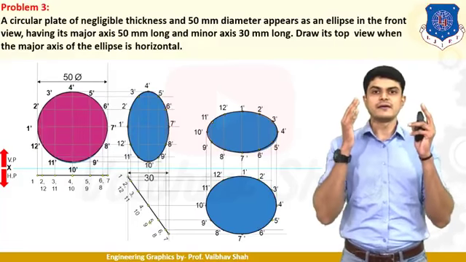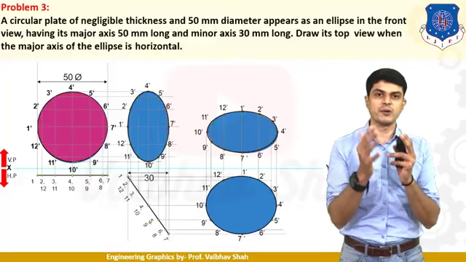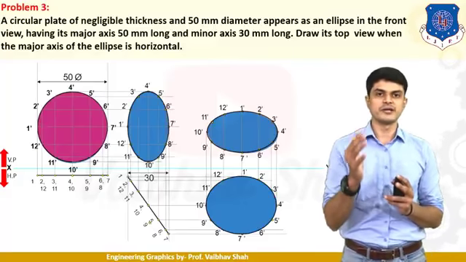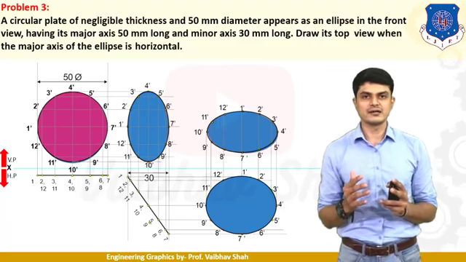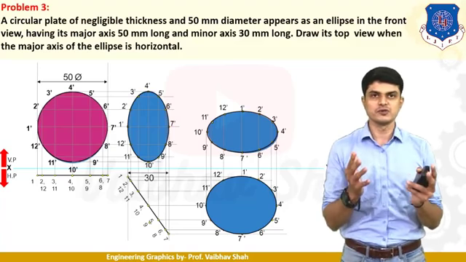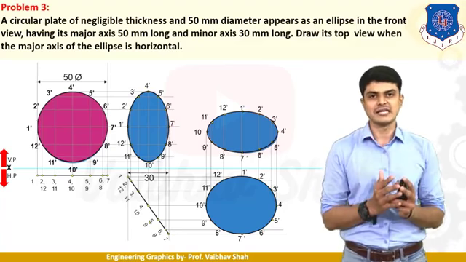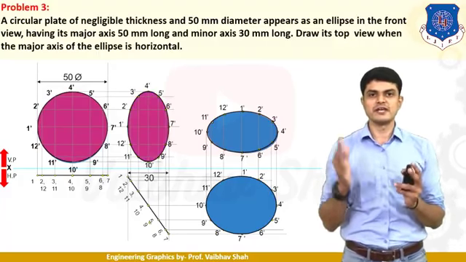That means the data for VP is given in the form of front view. So we should first find out the front view because it is the view generated on VP. In order to get the front view, what is the dimension of front view given? It is a 50 mm long major axis and a minor axis 30 mm long. So this kind of ellipse we want.